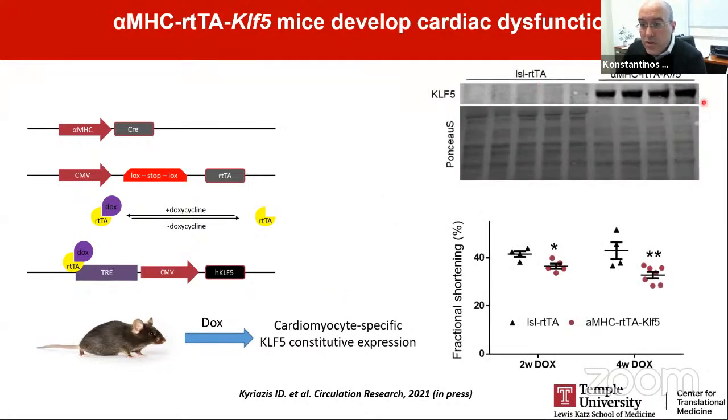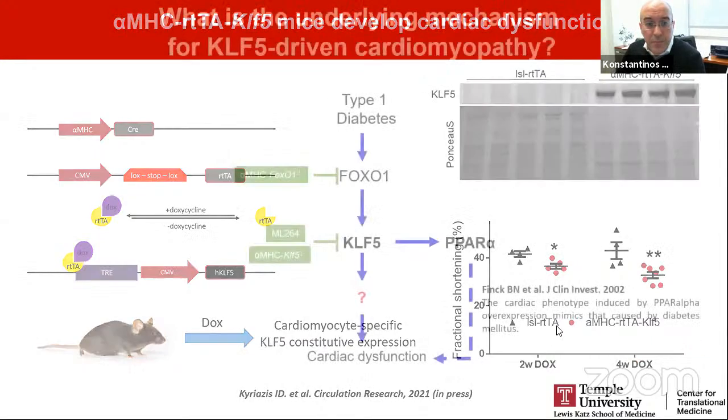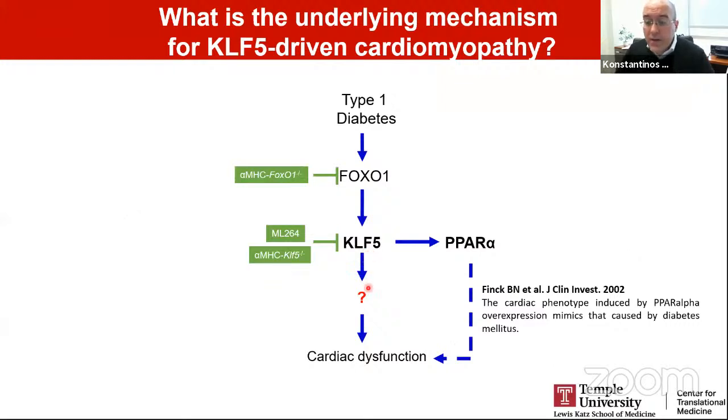We confirmed that these mice do have higher levels of expression of KLF5 in cardiomyocytes, and those mice, by the second week after activation of the expression of KLF5, have developed cardiac dysfunction, which progresses further by week 4. So it seems that KLF5 can induce cardiac dysfunction itself, but we didn't have a clue about how this is happening. So it's obvious that this was not through PPAR alpha.